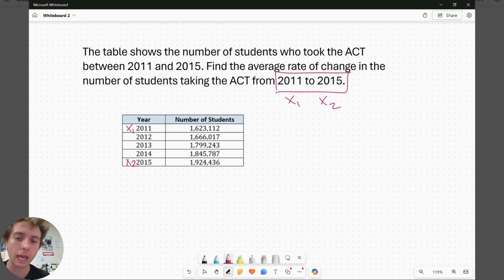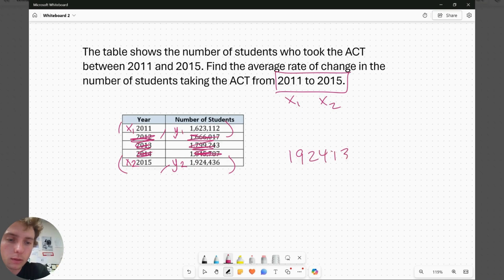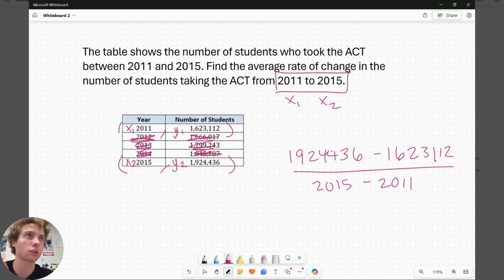Okay, well, if I'm given an x, that means the other value would have to be my output. It would have to be my y value. So these big numbers then are the y values. I don't care about the other coordinates in between this. I only care about the two coordinates that we are trying to find the rate of change between. So plug into your formula, y2 minus y1, all over x2 minus x1, and figure out what that actual value is.